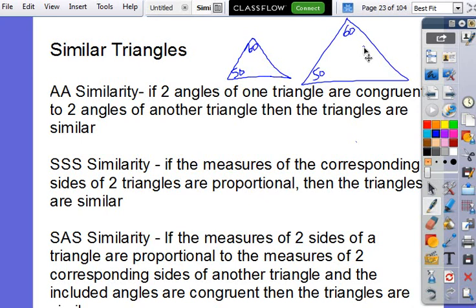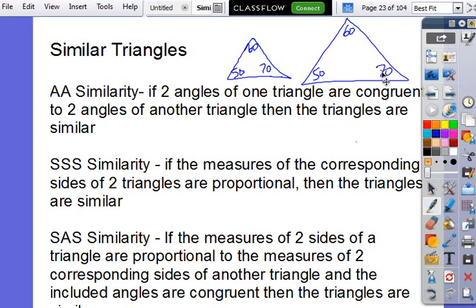But what do I really know about the other angle over here? What would this angle be right there? How many degrees in a triangle? There's 180. So if this is 50 and 60, that's 110. 180 minus 110 leaves 70. But if I go to the other triangle, 50 and 60 is 110. 180 minus 110 leaves 70.